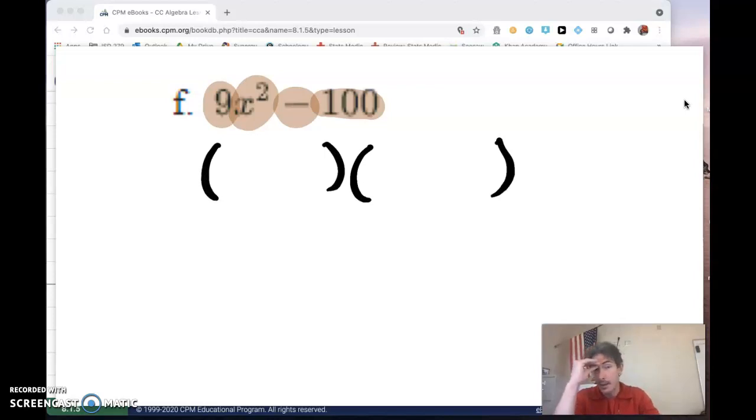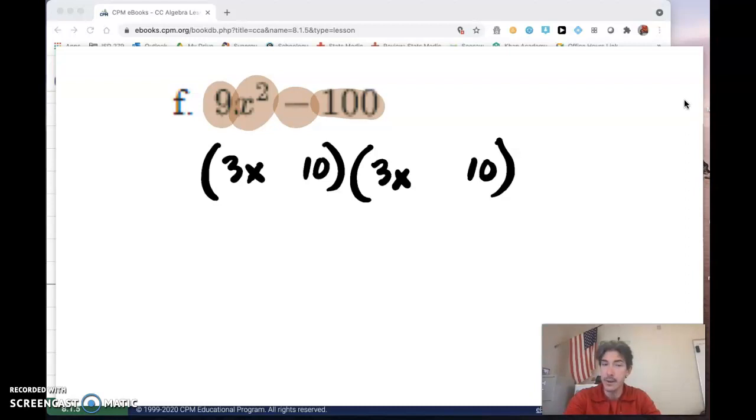I'm pausing for effect in case you're writing down in front of me here. What are the square roots of 9x squared and 100? They are 3x and 3x, right? And they are 10 and 10. And again, this is only because it's a difference of squares pattern.